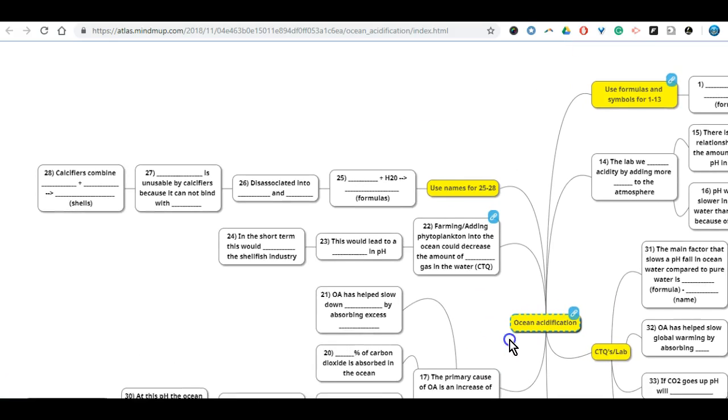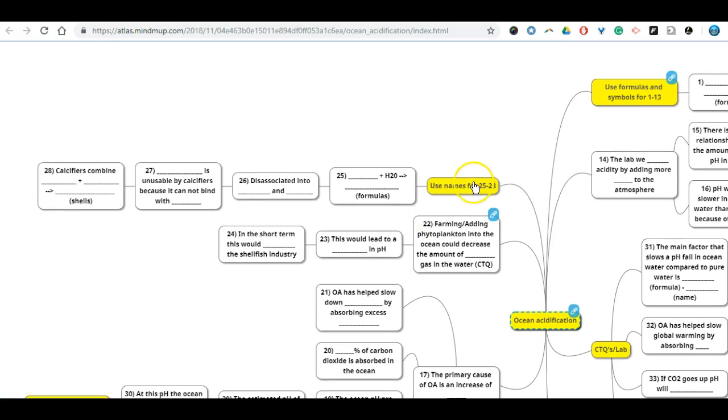All right, let's hop on over here to number 25. For number 25, I want you to use names. So this is carbon dioxide plus water, which is going to give us carbonic acid. So that's the name. This dissociates into hydrogen ions and bicarbonate. Bicarbonate, again, is unusable by calcifiers because it will not bind with the calcium.